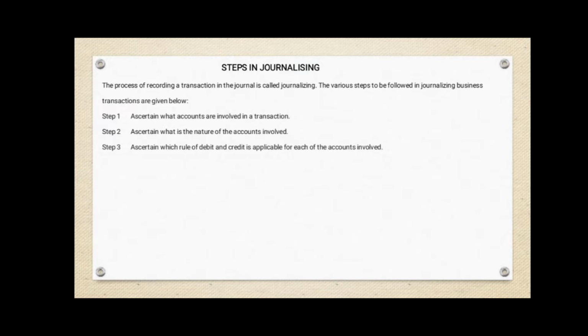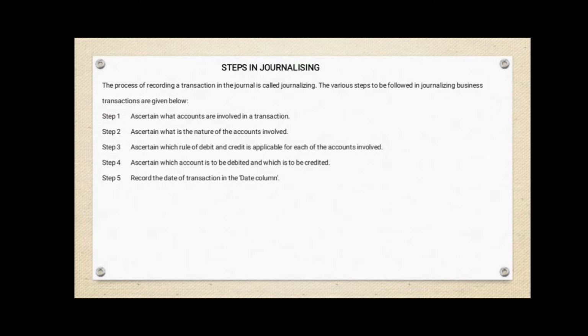Steps in journalizing. The process of recording a transaction in the journal is called journalizing. The various steps to be followed in journalizing business transactions are given below. Step 1. Ascertain what accounts are involved in a transaction. Step 2. Ascertain what is the nature of the accounts involved. Step 3. Ascertain which rule of debit and credit is applicable for each of the accounts involved. Step 4. Ascertain which account is to be debited and which is to be credited.